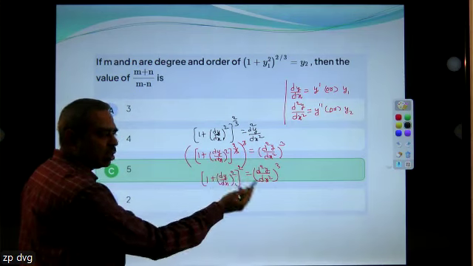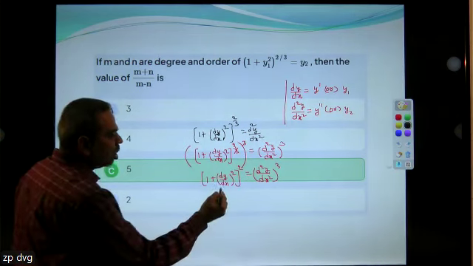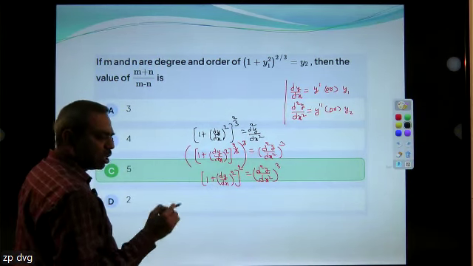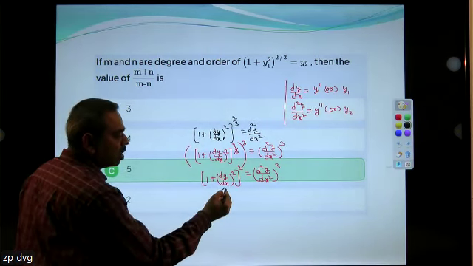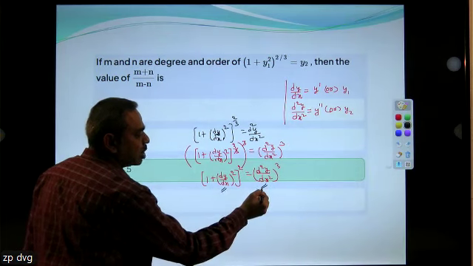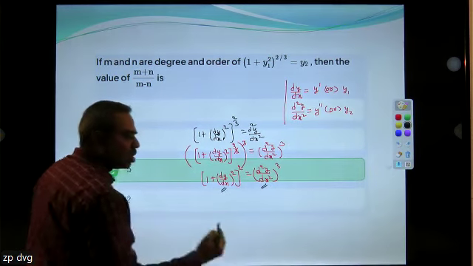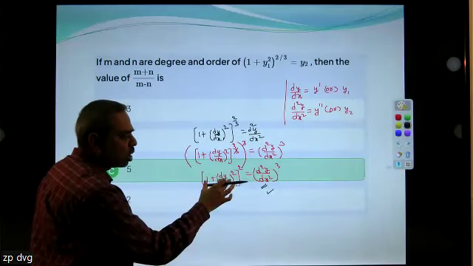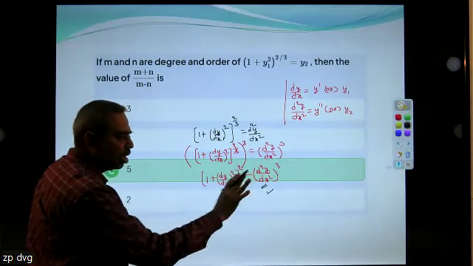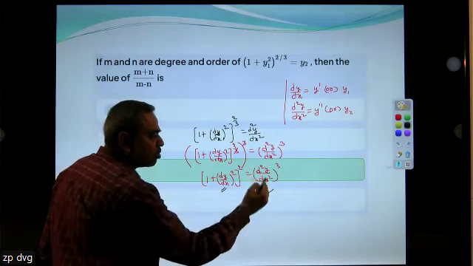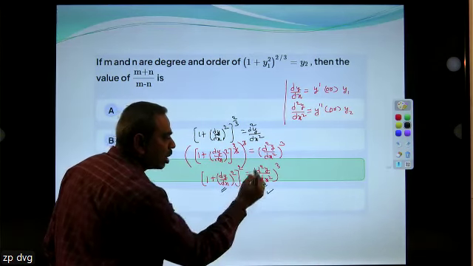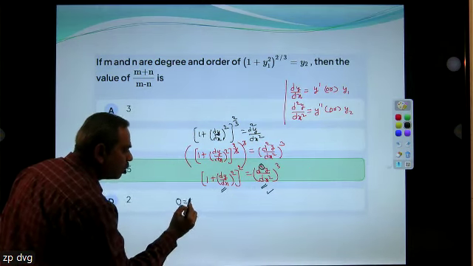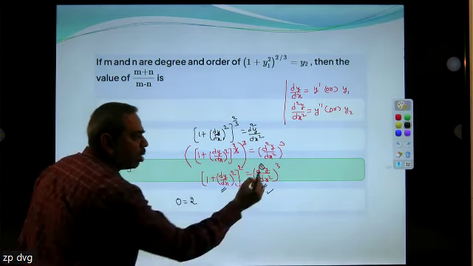Even if I expand this one, there is no problem. Why? Because order is the order of the highest derivative. dy by dx is there, and here d square y by dx square is there. So which one is the highest derivative? This one is the highest derivative, so we can neglect this part. I'm not expanding like a plus b whole square, leave it. Now here d square y by dx square whole cube is there. What is this two called? Order. And what is the degree?